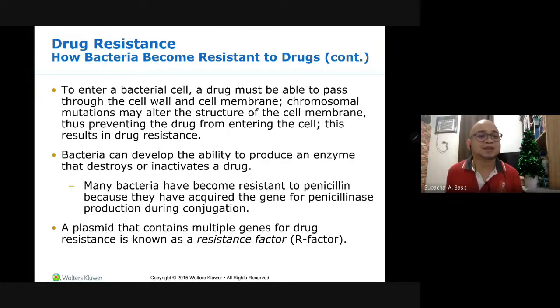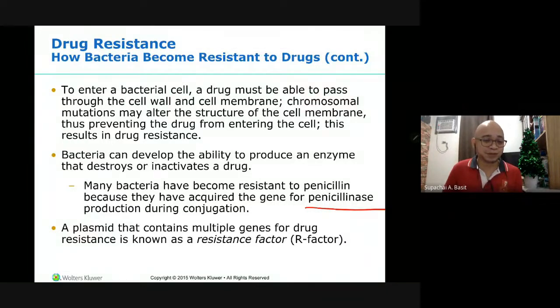develop. So bacteria can develop the ability to produce an enzyme that also destroys or inactivates drugs. So that's like, say, for example, some bacteria will be producing beta-lactamase. Some bacteria will be producing penicillinase that will destroy penicillin, or some bacteria will be producing carbapenemase, okay, that will destroy carbapenems. So that's the reason why these particular drugs will become useless, because of the enzymes.